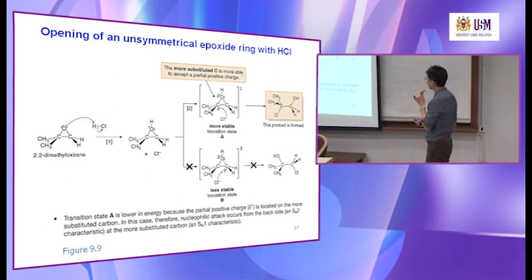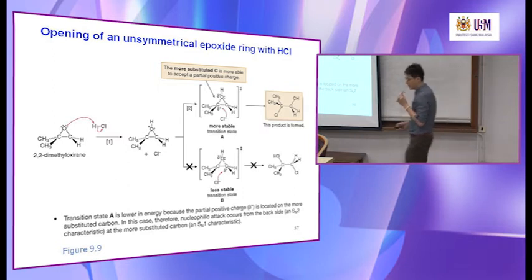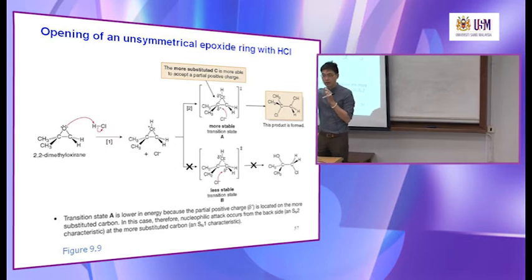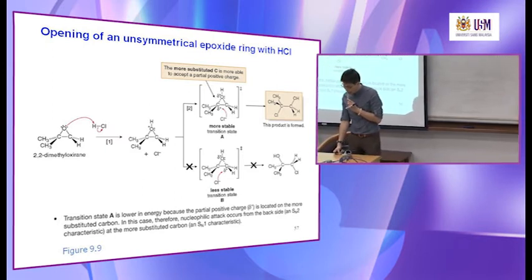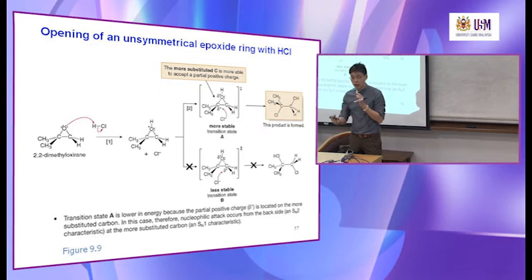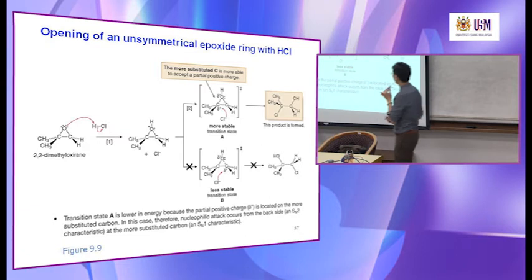So if you compare, this transition state is less stable. Okay, this is less stable, so it does not form. This product does not form. So the transition state A is lower in energy. When we say the transition state is lower in energy, it means it's more stable. Okay, because the partially positive charge is located on the more substituted carbon. More substituted means the methyl group is the electron donating group, making it more stable. In this case, therefore, nucleophilic attack occurs from the backside, with SN2 characteristic, at the more substituted carbon. Okay? Clear?